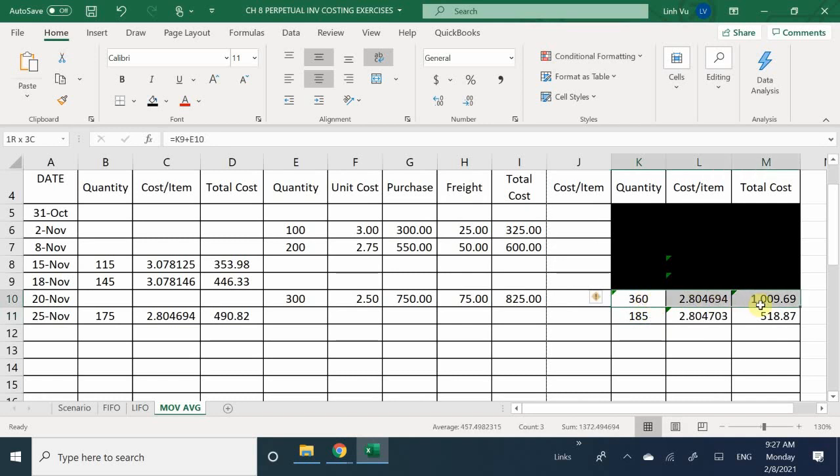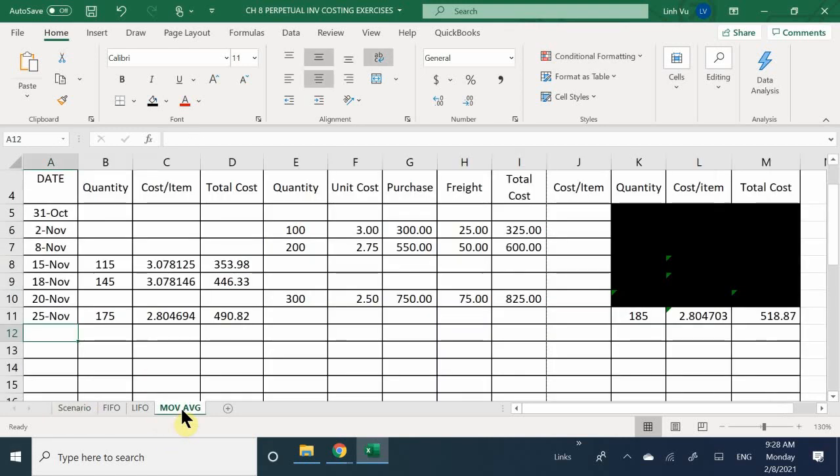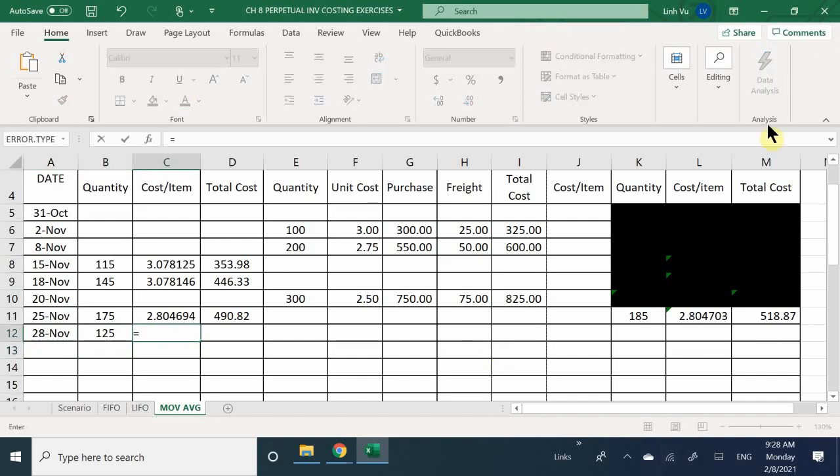Okay, so here you go. I'm going to eliminate this batch here because we no longer have it. So now we have 185 units left. So what has happened on the 28th of November? You sold another 125 units, leaving us with 60 units on hand. So here on November 28th, 125. What's my average cost per item?